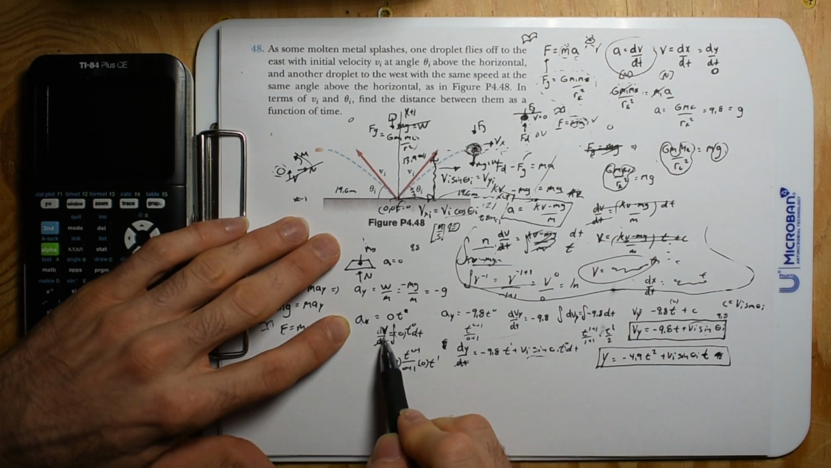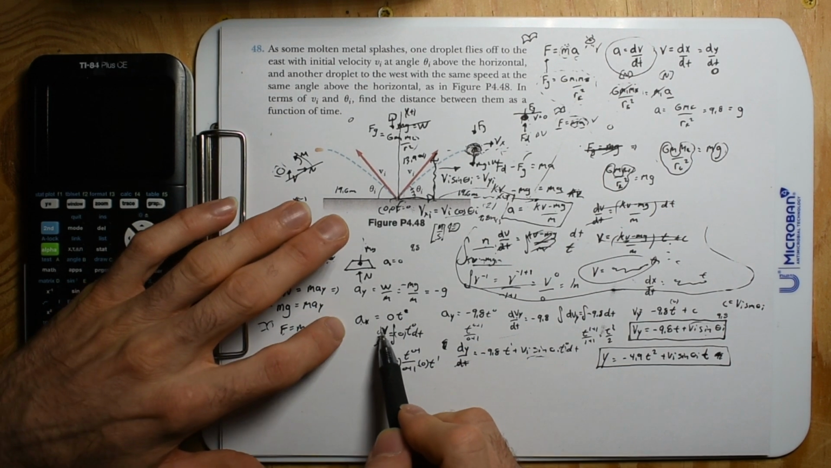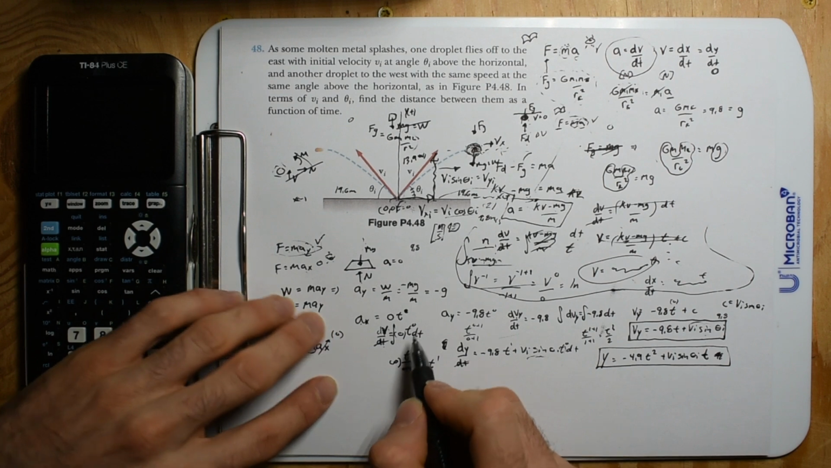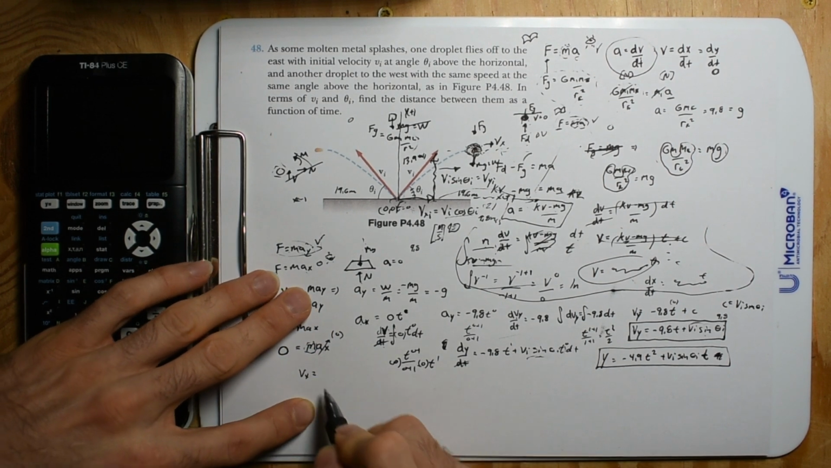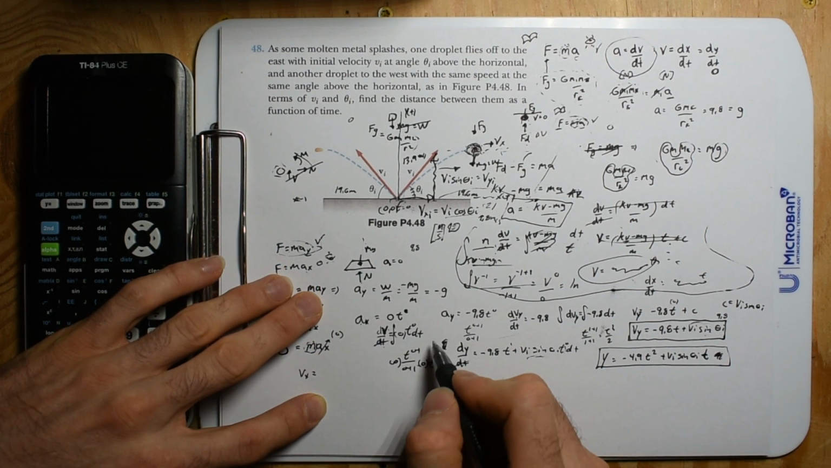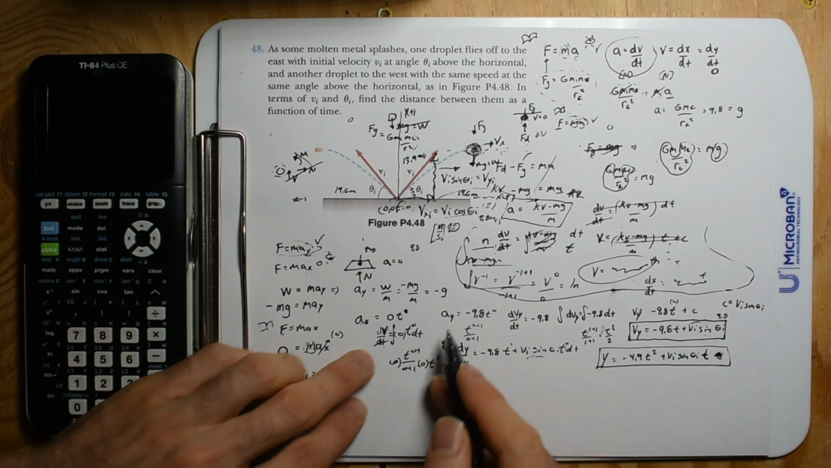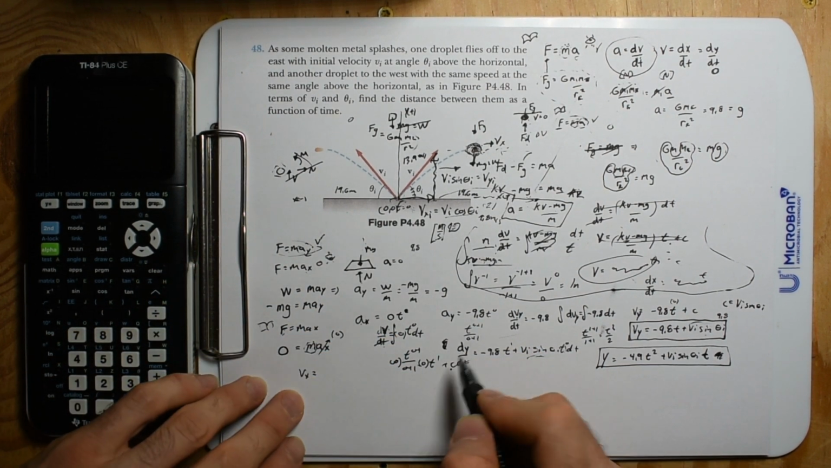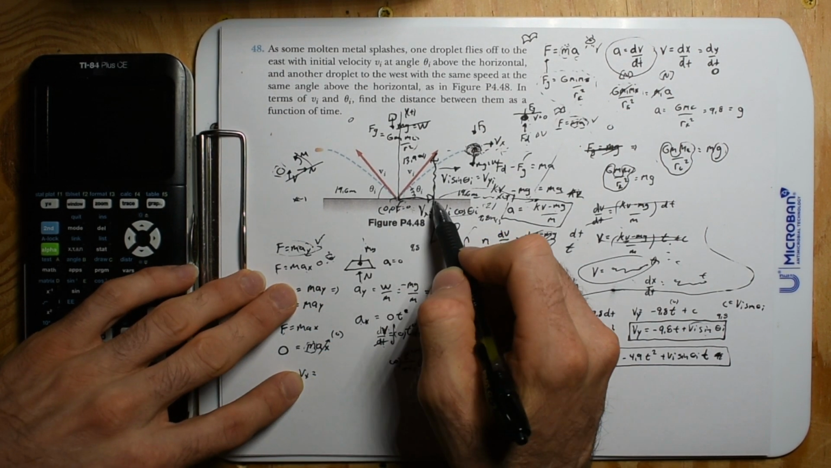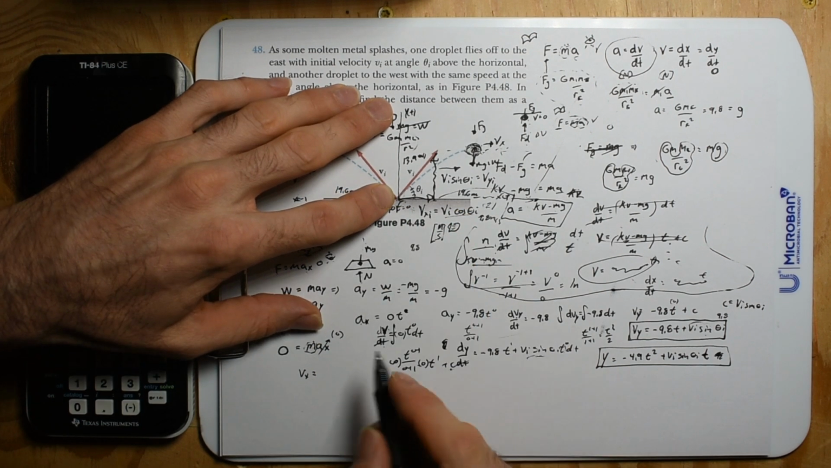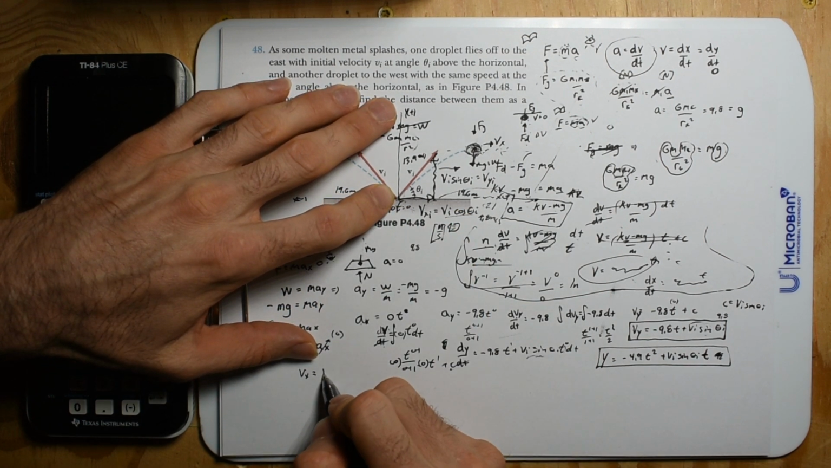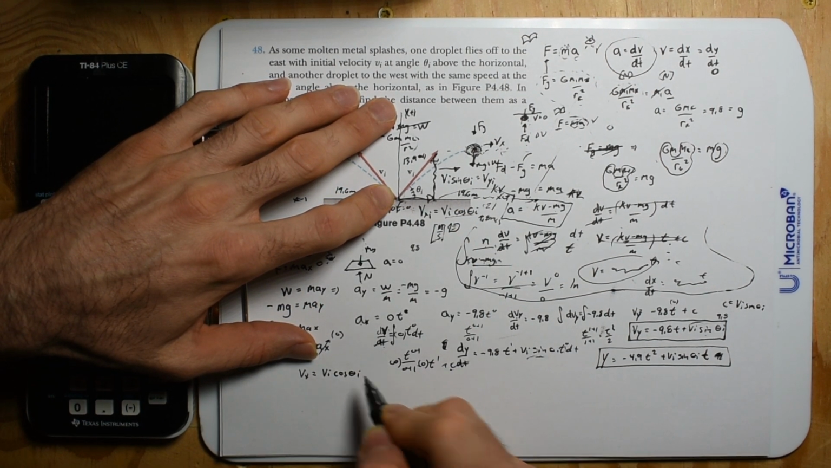So acceleration is dv/dt. Our equation for velocity in the x is just going to be the constant after integration, and the constant is just the velocity in the x direction. So we have v initial cosine theta initial.